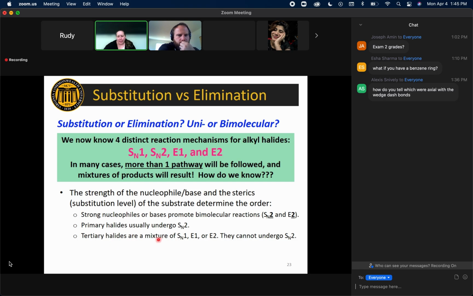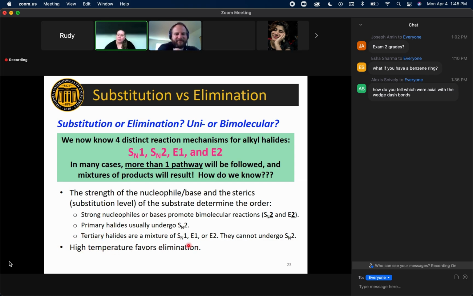Whereas tertiary halides, we know they cannot undergo SN2. We learned that back in chapter 6, that that's not allowed for tertiary halides. So they will be either SN1, E1, or E2. And typically you'll get a mixture. So notice secondary halides aren't on this list. I have a whole slide for secondary halides because they're the hardest ones to determine.